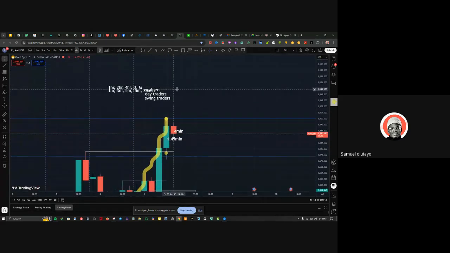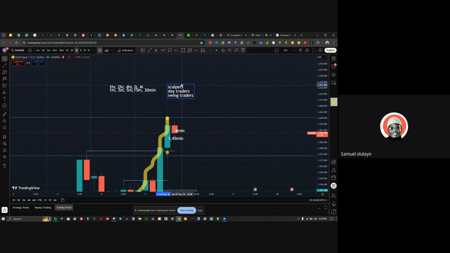So what's the difference between all of these traders? They are all trading the same market, just that they have different times they enter the trade and get out of the trade. To better put, let me explain it that simple, right?